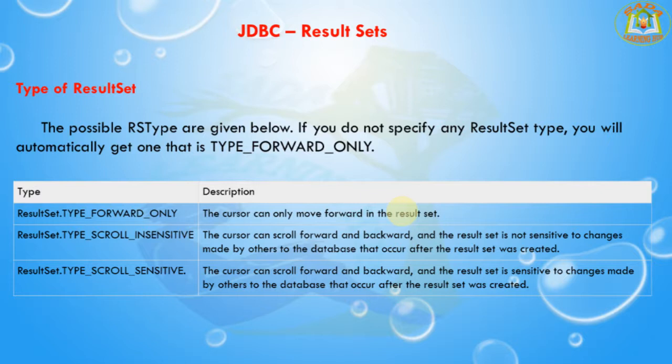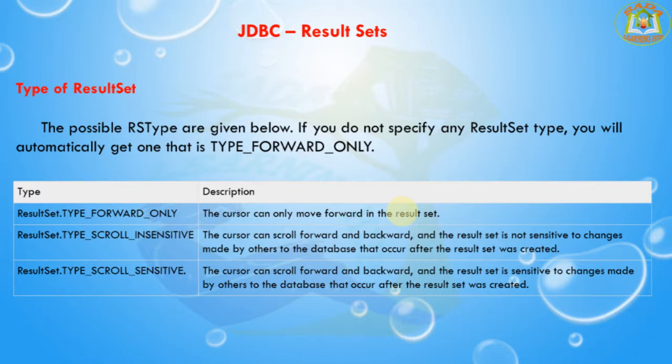The cursor can scroll forward and backward, and the result set is not sensitive to changes made by others to the database that occur after the result set was created. The third one is TYPE_SCROLL_SENSITIVE. The cursor can scroll forward and backward, and the result set is sensitive to changes made by others to the database that occur after the result set was created.